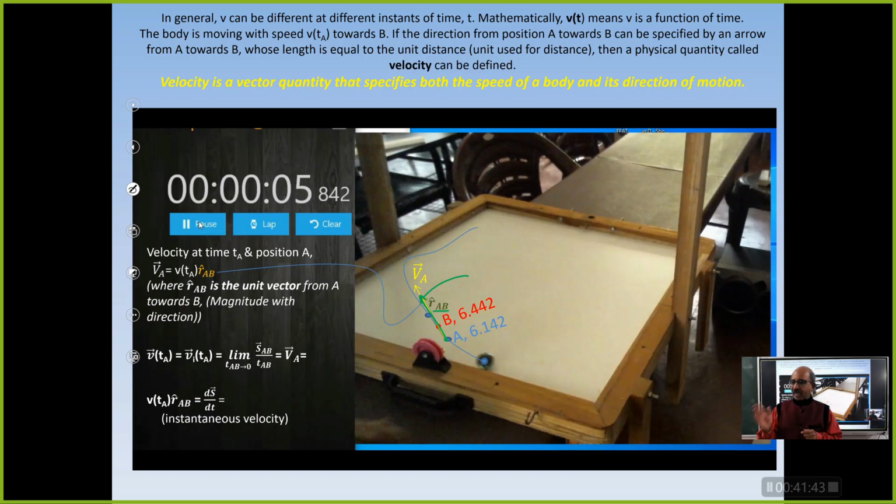See, my car is moving at 10 kilometers per hour. That is speed, instantaneous speed. My car is moving at 10 kilometers per hour towards north, towards Rushil's house, towards Adisi's house, right? So when I specify the speed and also the direction of its travel, then a new concept called velocity comes to the fore. A new concept called velocity comes to the fore. So what is velocity?